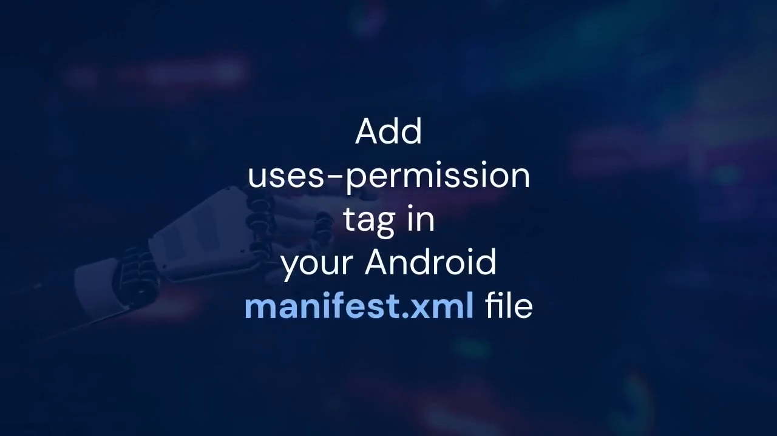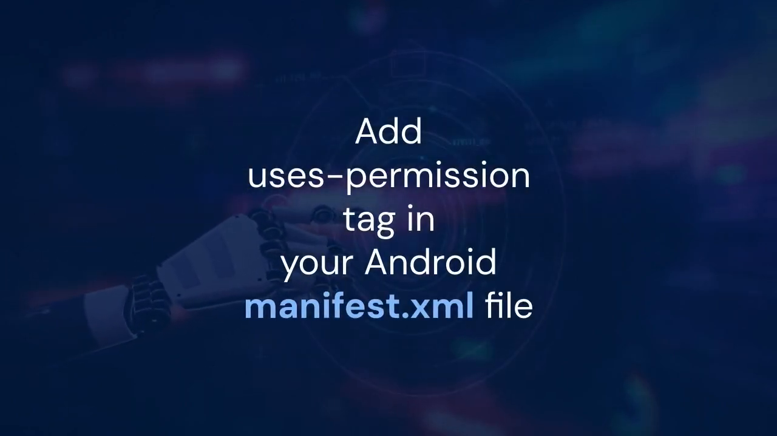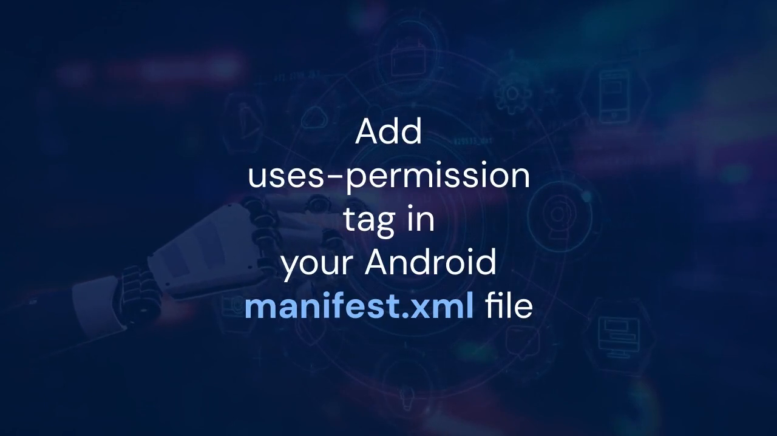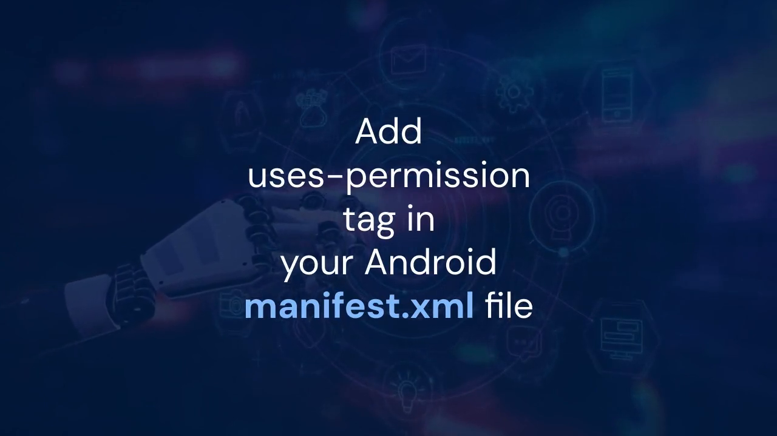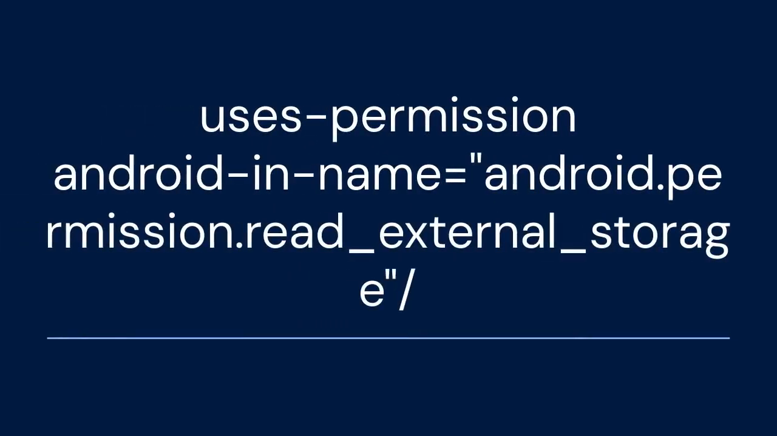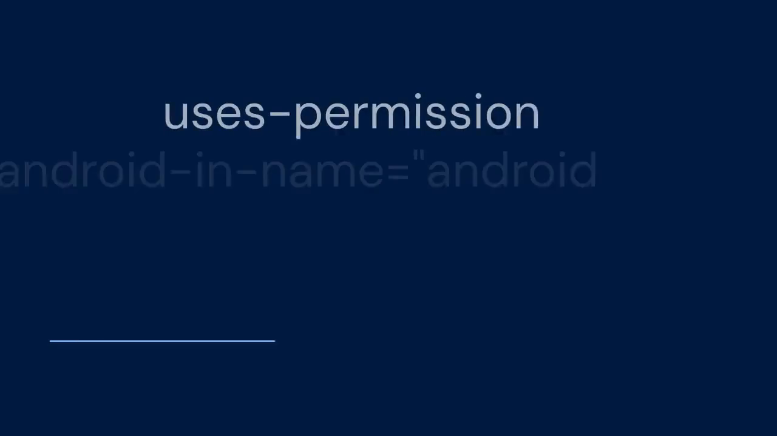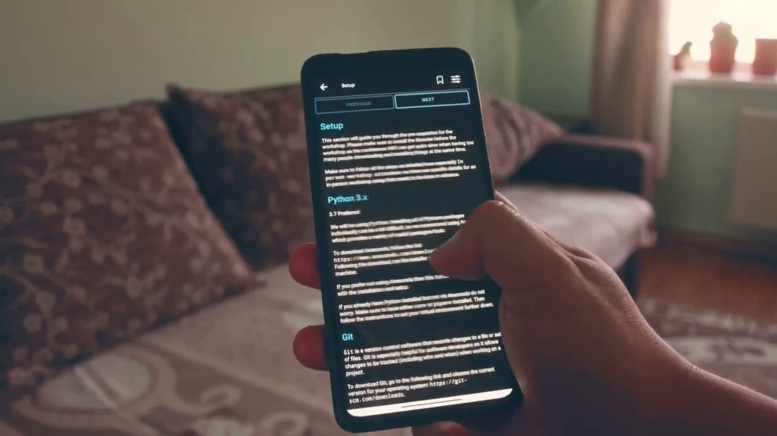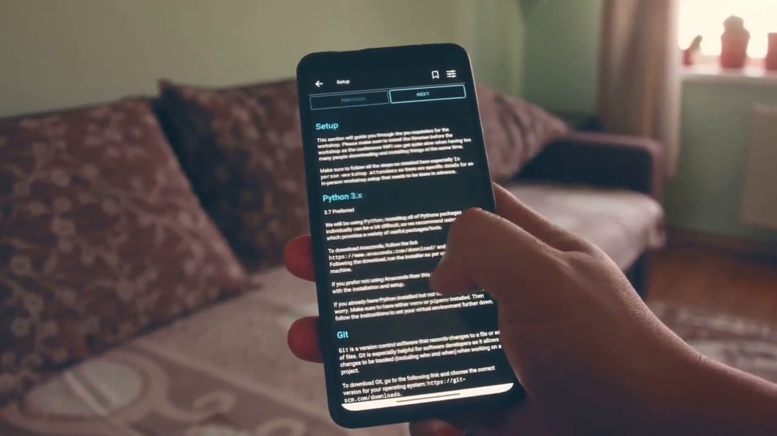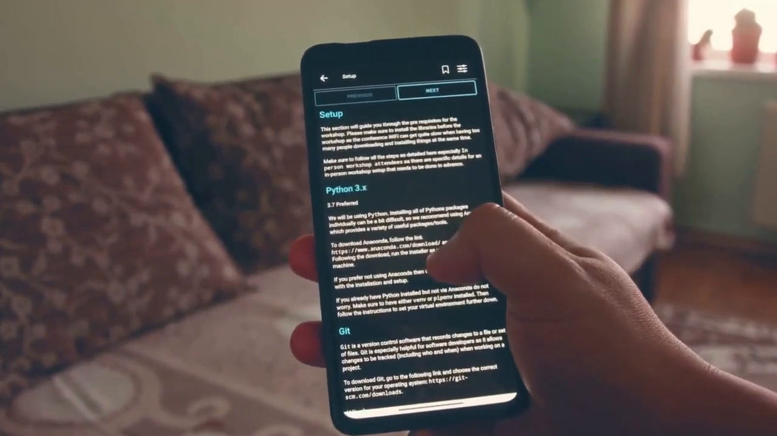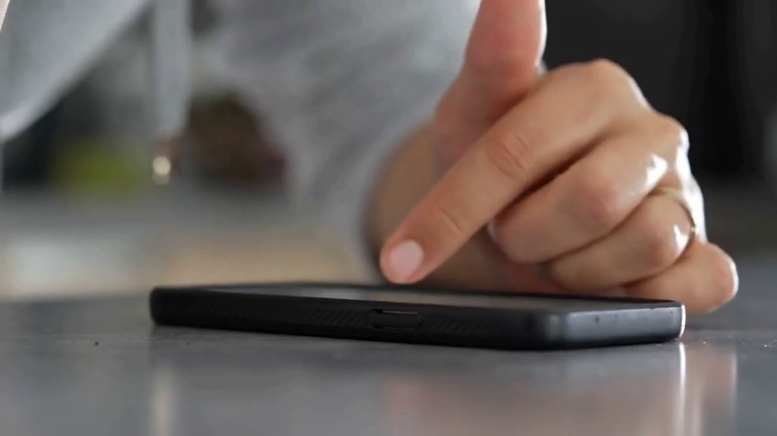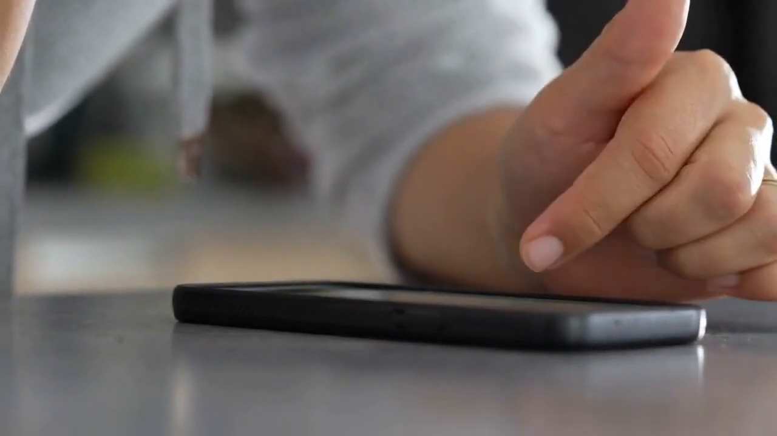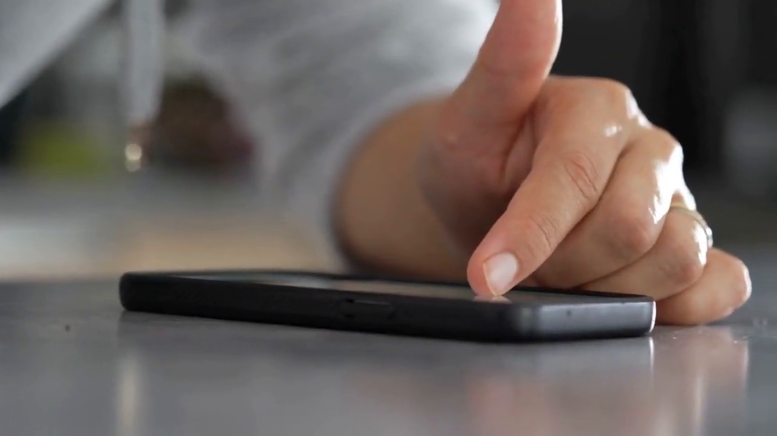Another approach involves using the uses-permission tag in your Android manifest.xml file. Add the following lines inside the manifest tag: uses-permission android:name="android.permission.READ_EXTERNAL_STORAGE" /> and uses-permission android:name="android.permission.WRITE_EXTERNAL_STORAGE" />. Ensure you request these permissions if your code needs to read from or write to external storage. This might not directly fix the module issue but can indirectly help by addressing the underlying file access that triggers the error.